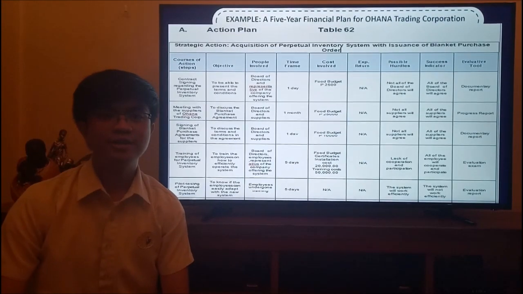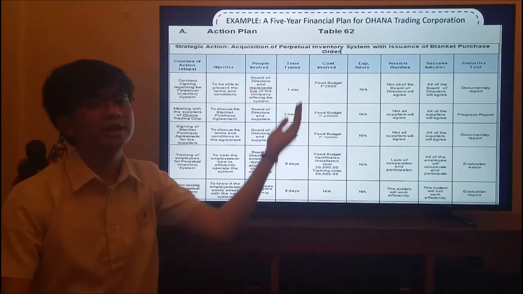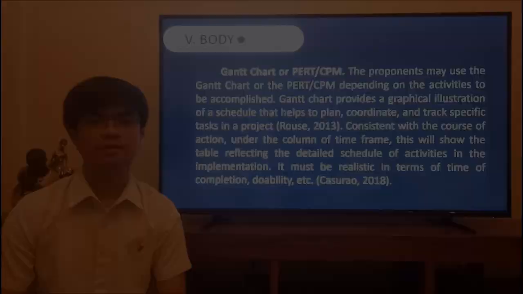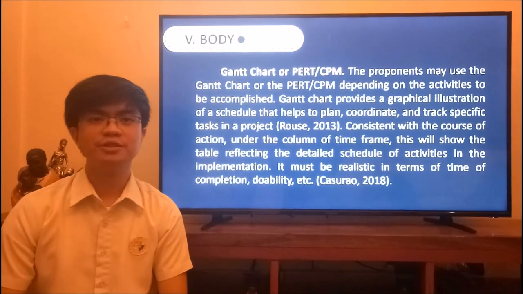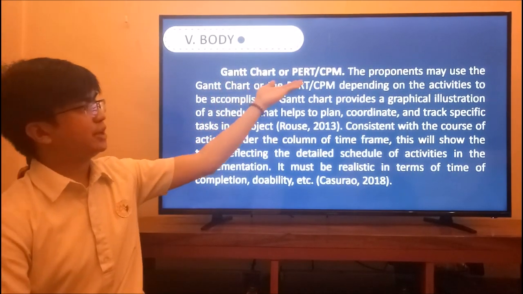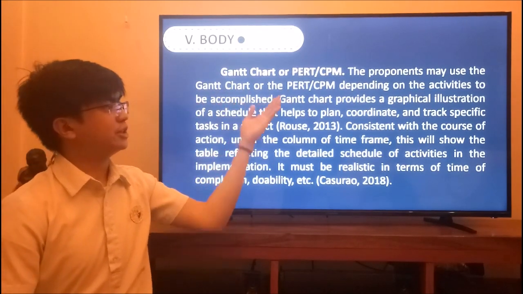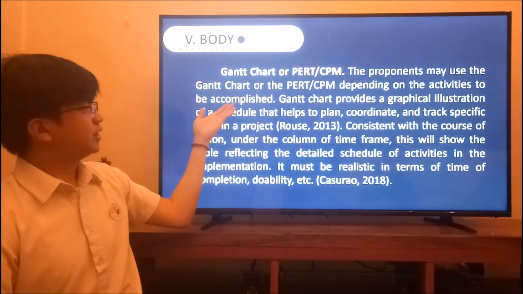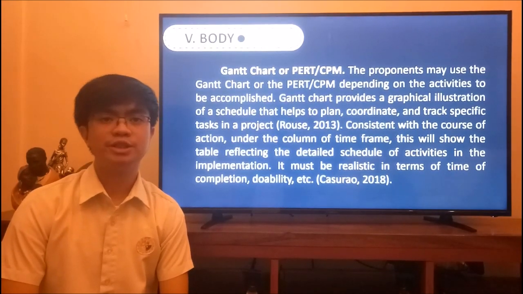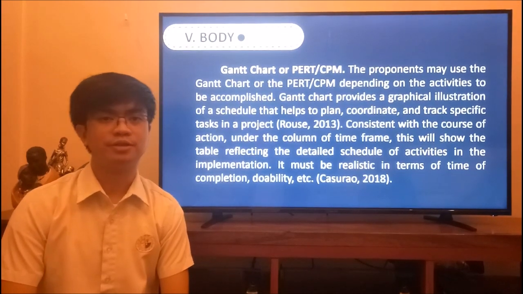And now, here's an example of an action plan for a 5-year financial plan for Ohana Trading Corporation. It is presented in a table. Now, let's proceed with the other section of the financial plan, which is the Gantt chart or the PERT or CPM. The proponents may use the Gantt chart or the PERT or CPM depending on the activities to be accomplished. PERT stands for Program Evaluation Review Technique, and CPM stands for Critical Path Method.